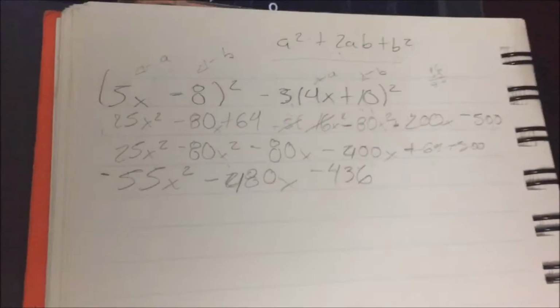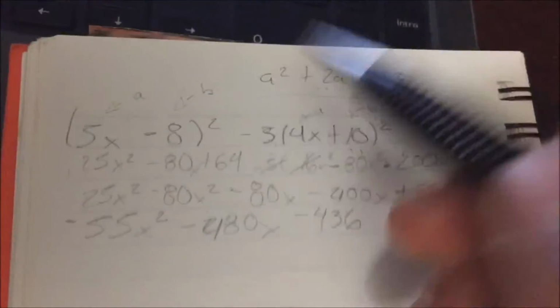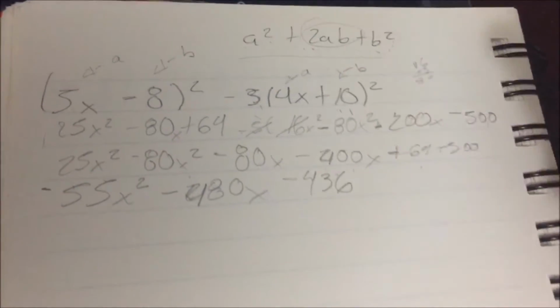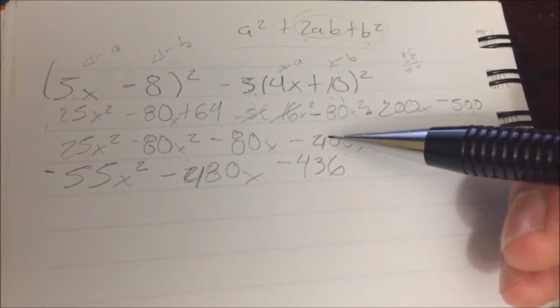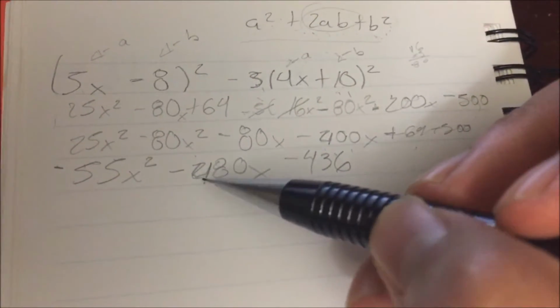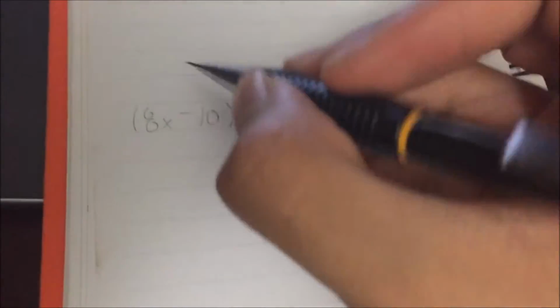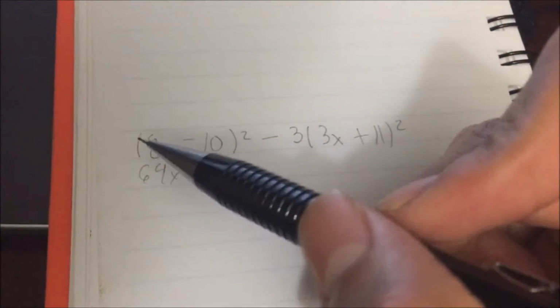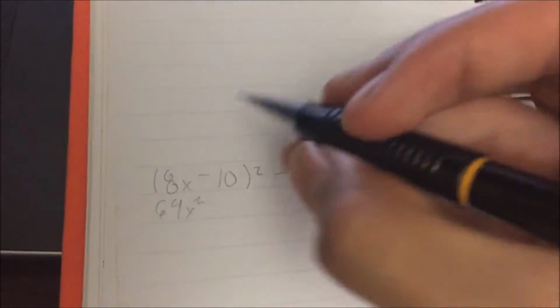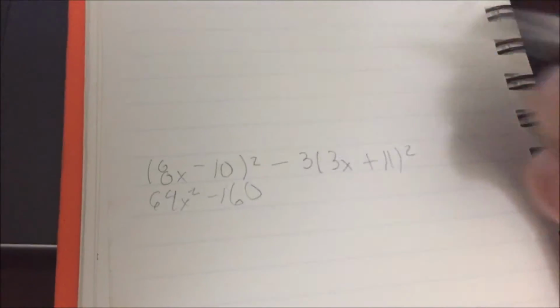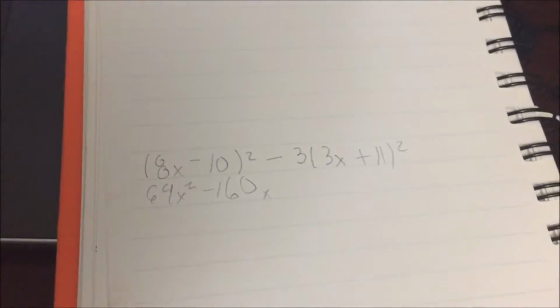So regarding that, I made a mistake in this step. I omitted multiplying by 2, and it will go 400, and so the answer will be 480x. Now the next example will start with this one, so it will be 64x squared, and then this one multiplied by this one, it will be less 80x, but multiplied by 2.